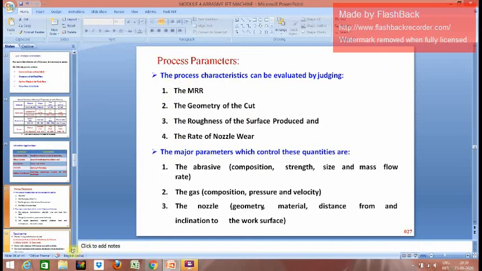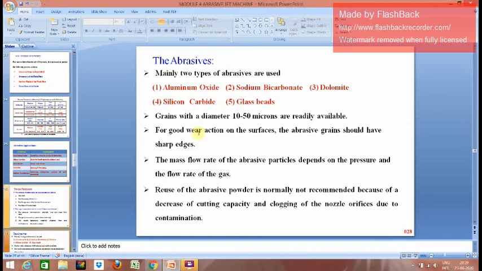Next, the abrasives. Mainly two types of abrasives are being used. In that, aluminum oxide is heavily used, and the silicon carbide. Mainly there are two types of abrasives being used. The grains with a diameter of 10 to 50 microns are readily available. For good wear action on the surfaces, the abrasive grains must have sharp edges.